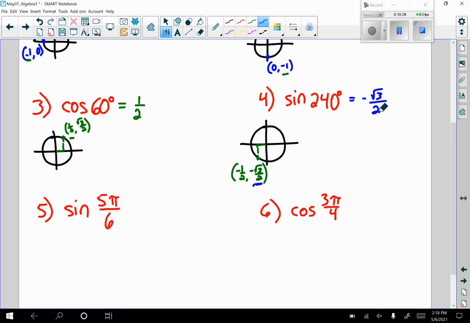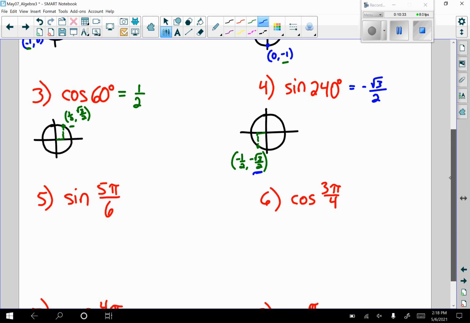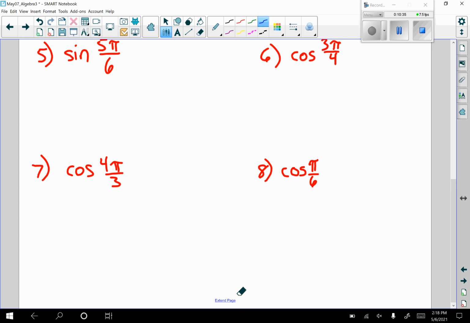So those first four were degree measures. Now we're going to look at radian measures. They're a little bit more challenging.